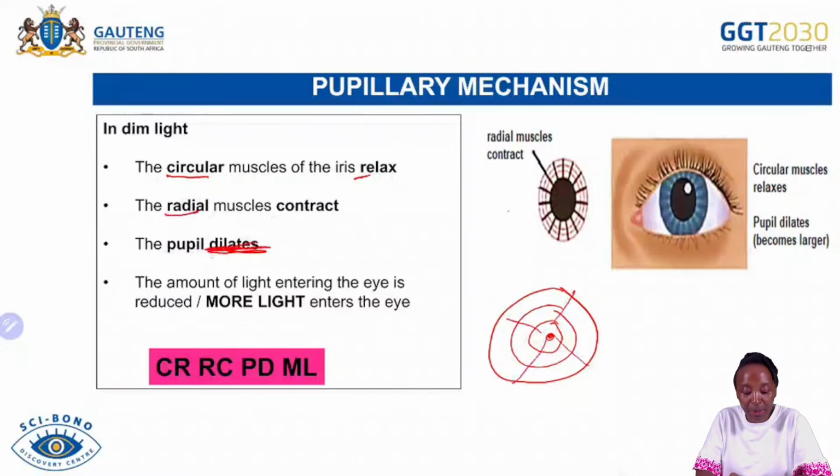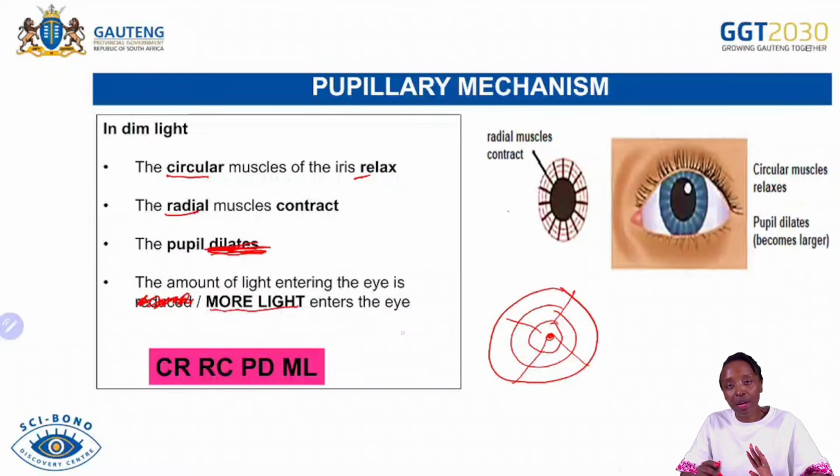Please, correct terms. They will dilate, and then the amount of light that enters the eye will increase. Then more light is going to enter the eye. So here it's not reduced, but it will be increased. Then more light is going to enter the eye. So this is what we're looking into when we look at what? At pupillary mechanism. So remember, we're talking about the two muscles, circular muscles and radial muscles, with pupillary mechanism.